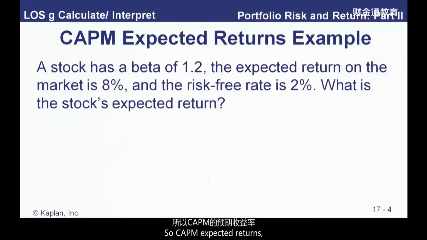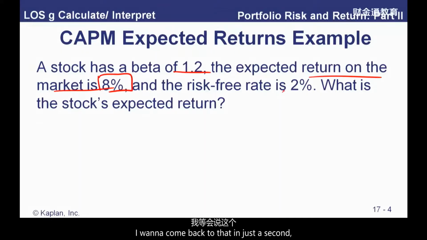So CAPM and expected returns, pretty straightforward. We have a stock that has a beta of 1.2. The expected return on the market is 8%. I want to come back to that in just a second. Risk-free rate's 2. What is the expected return on the stock? Remember, here, it's what is the expected return on the stock if the markets are in equilibrium. So this is not incorrect, all right, but there's this implied assumption of equilibrium. A better way to say this is, what is the stock's required return, right?